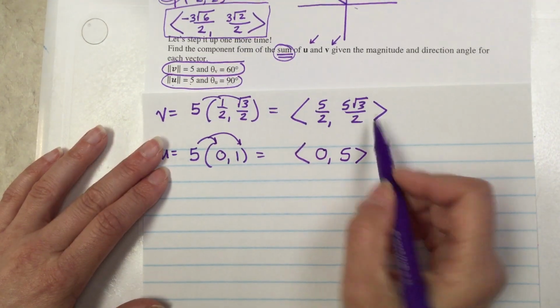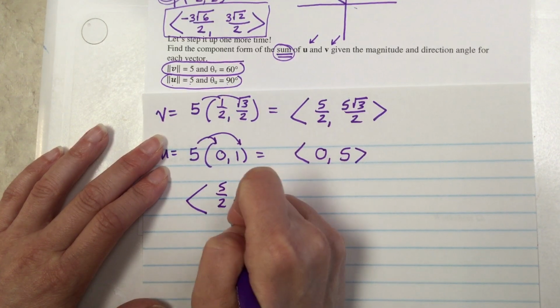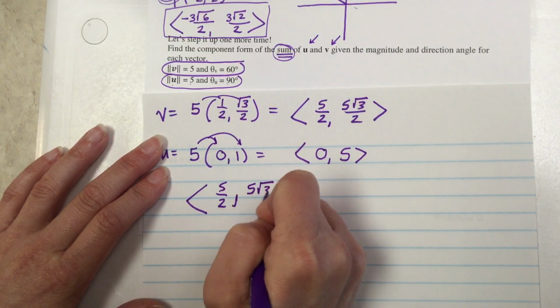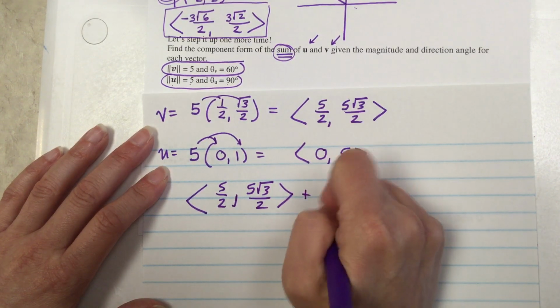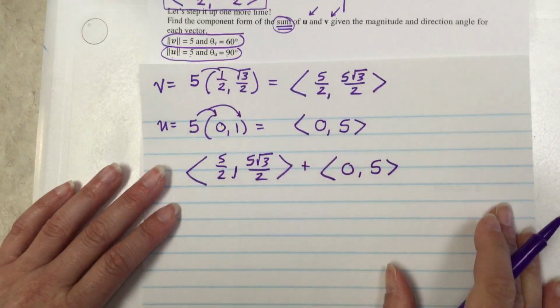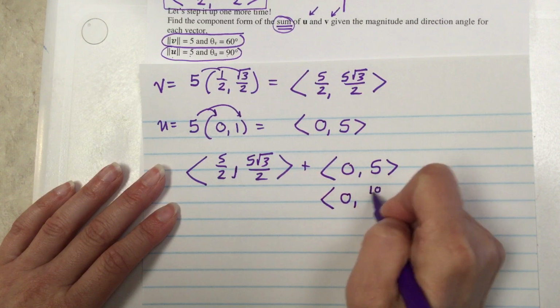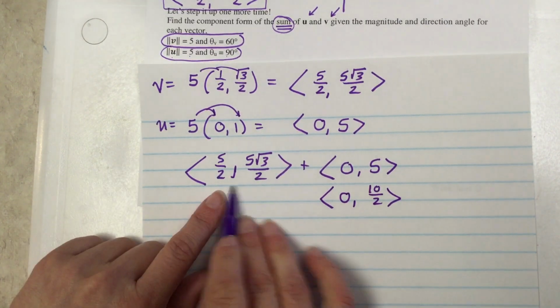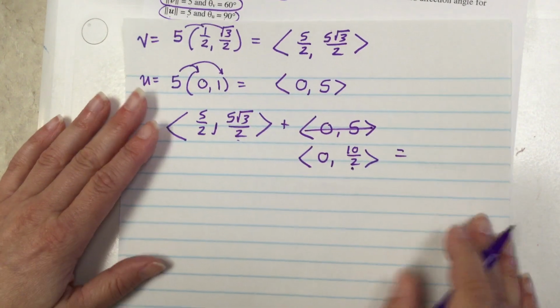Now what they want us to do is find the sum. So if I have 5/2 and 5 square root of 3 over 2, there's my component form for vector v, plus 0 and 5, because that's the component form for vector u. I do need to make a common denominator, so this would be 0 and 10 over 2, because I do need that common denominator of 2. Okay, so I'm not looking at this format, I'm looking at this.